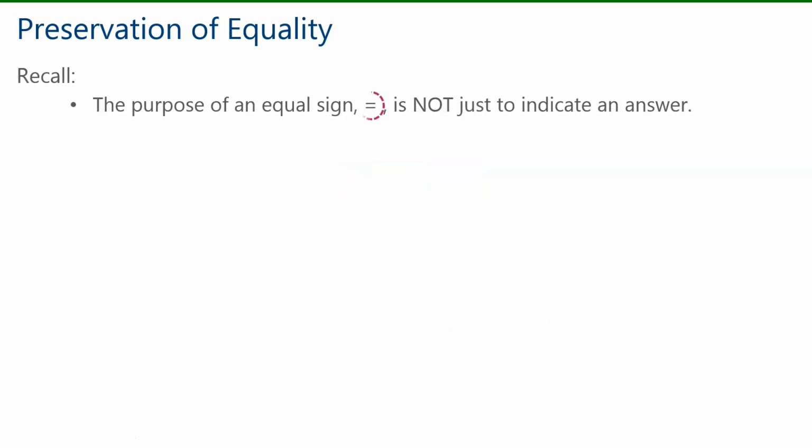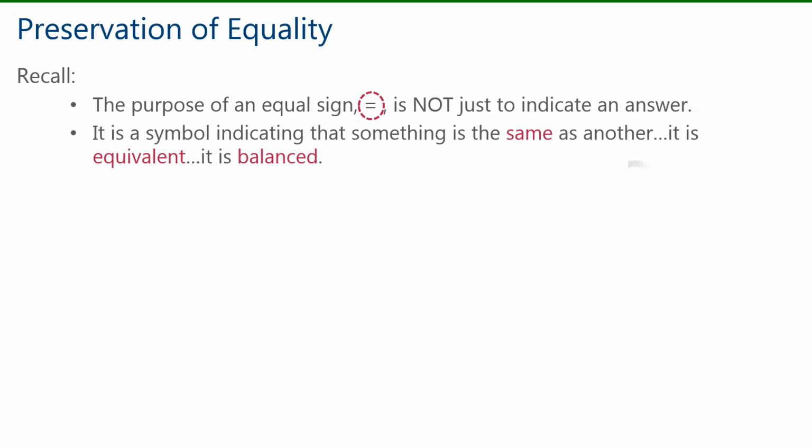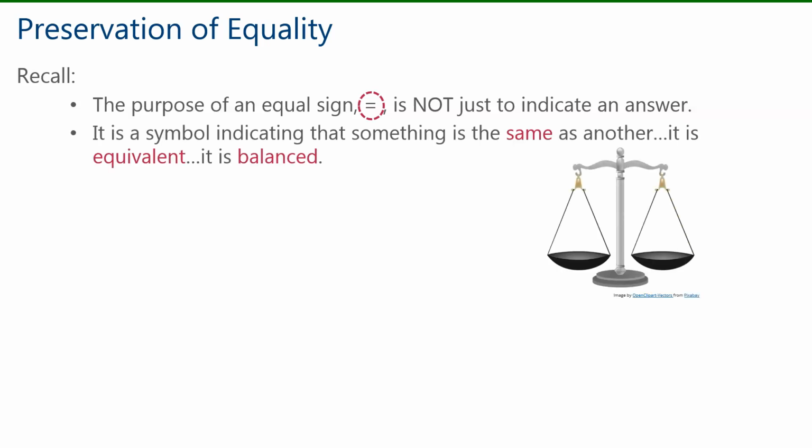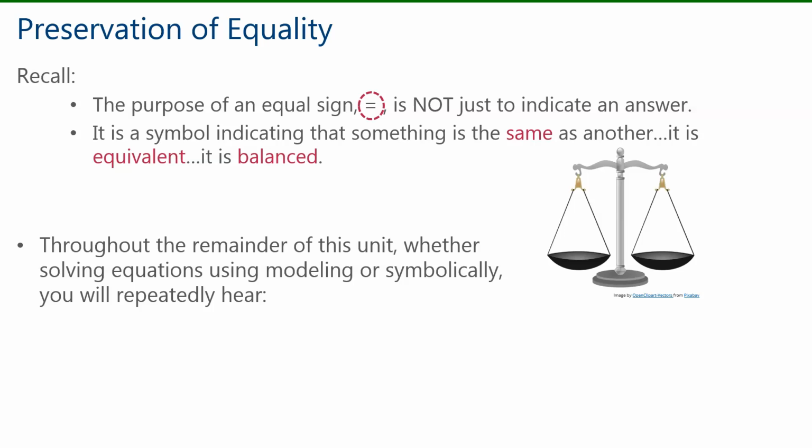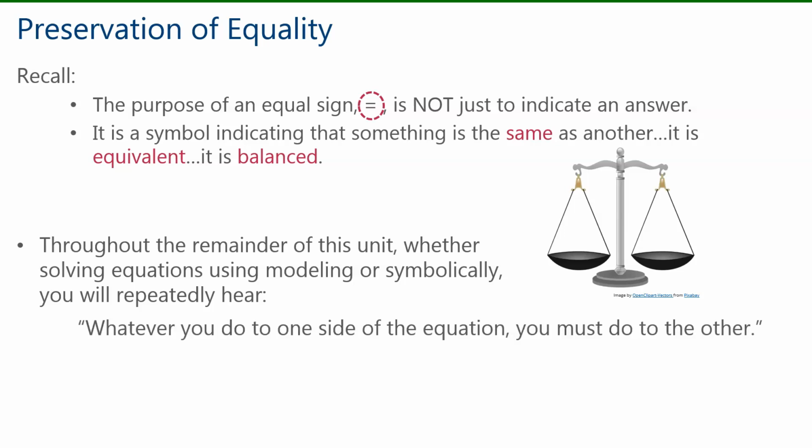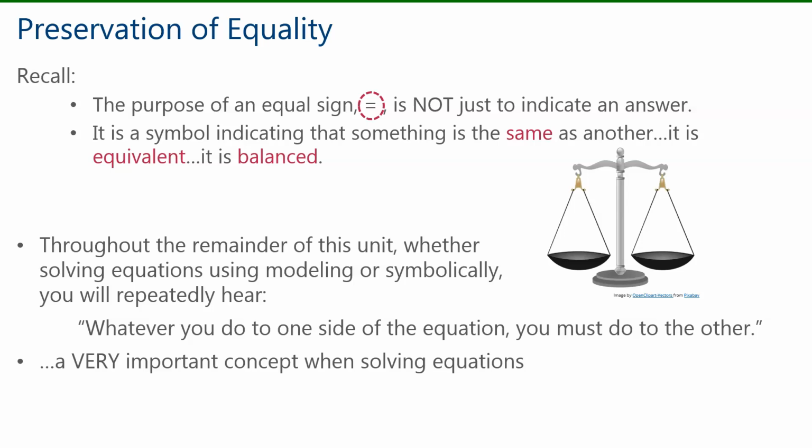So recall that the purpose of an equal sign is not just to indicate an answer. It is a symbol indicating that something is the same as another. It is equivalent. It is balanced. Throughout the remainder of this unit, whether solving equations using modeling or symbolically, you will repeatedly hear, whatever you do to one side of the equation, you must do to the other. And this is a very important concept when solving equations.